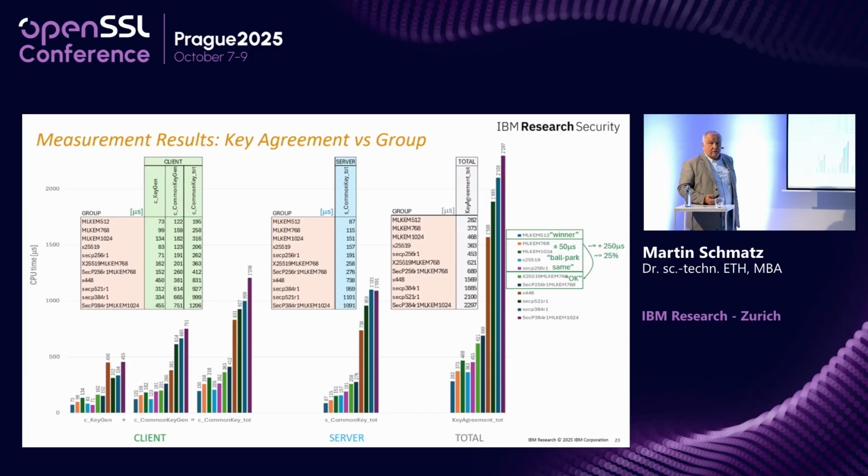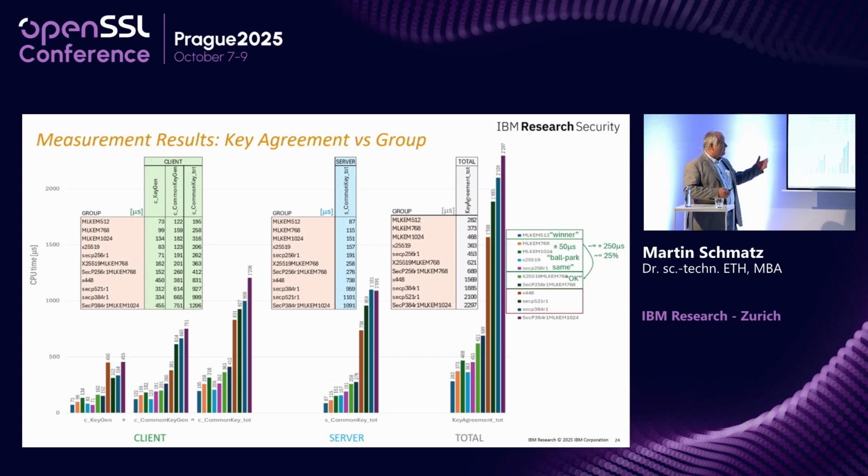If you then go to protection against harvest now, decrypt later, well, it adds like 250 microseconds, which is 25%. So that's not to be completely neglected anymore, but still okay in my analysis. You might come to a different conclusion.